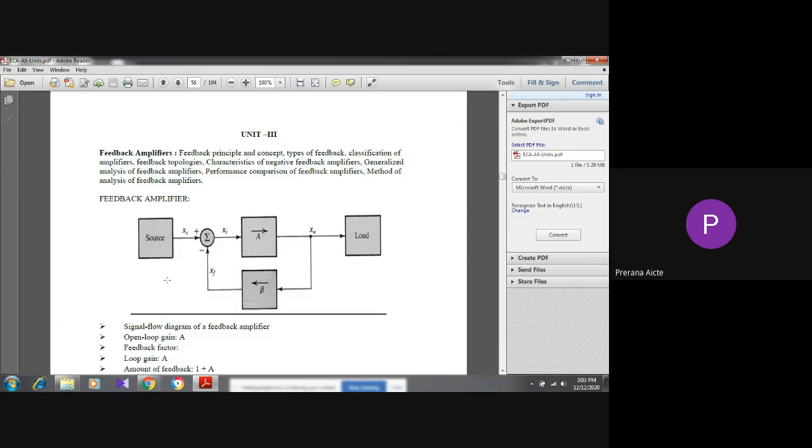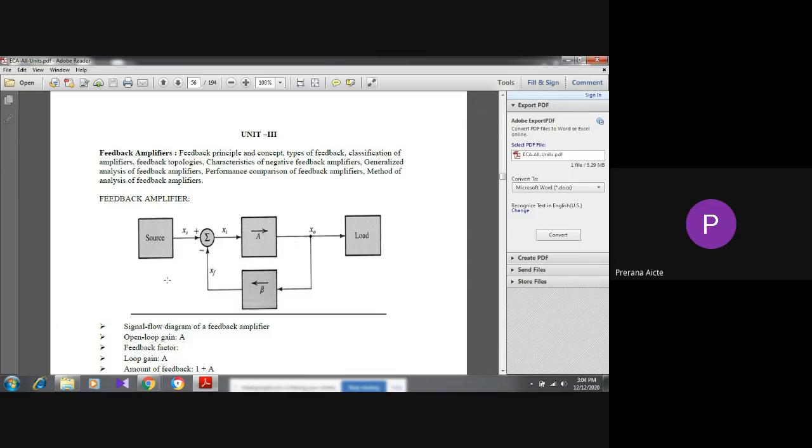So feedback means, whatever output we are getting at the output side, we can connect a sample of the output to the input again. That is called feedback. So feedback means some part of the output is fed back to the input. In this, basically we have two types of feedback. One is positive feedback, another one is negative feedback.